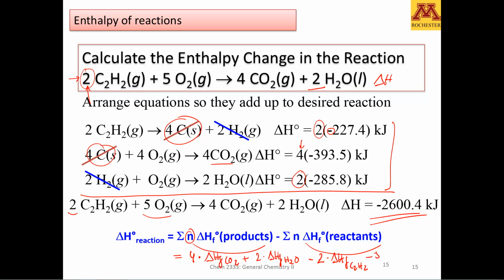And you would say, well, and now 5 times the enthalpy of formation of oxygen. But notice that this is 0, so we don't even need to include it. This equation here is the same as the one we did up here. So yes, you don't need to write all the equations. You may safely apply this simplified equation.